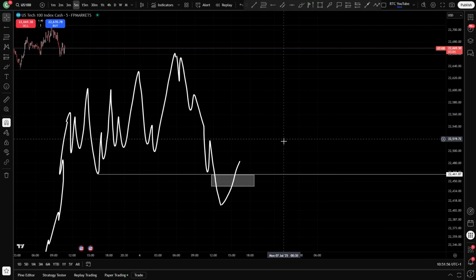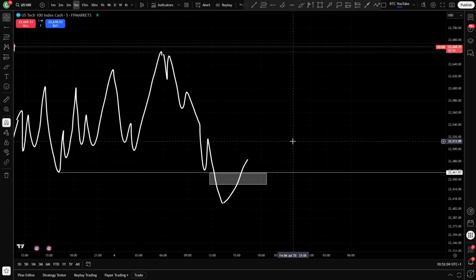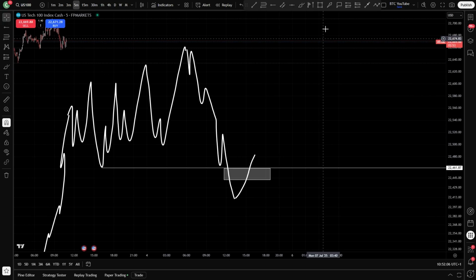You can take shorts of this as well, but I do like to just mostly take longs just because we're at all-time highs, and generally speaking, when you're at all-time highs, you don't really want to short because the market just goes up and up, doesn't it? So right now, just looking for longs.